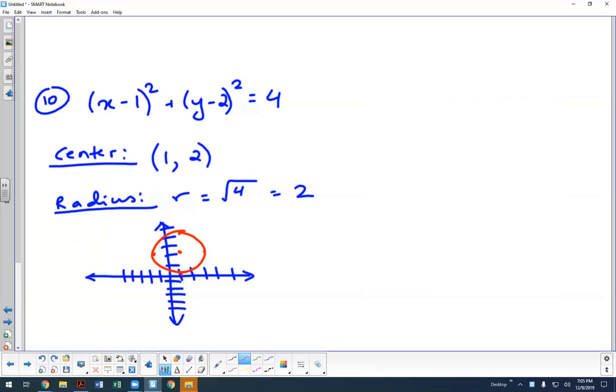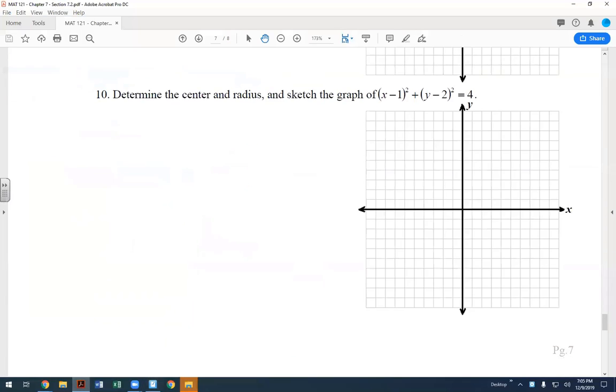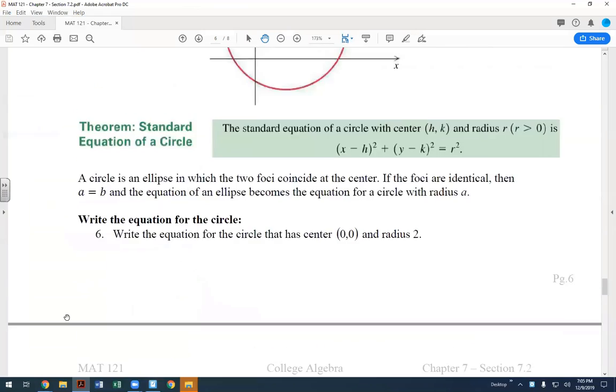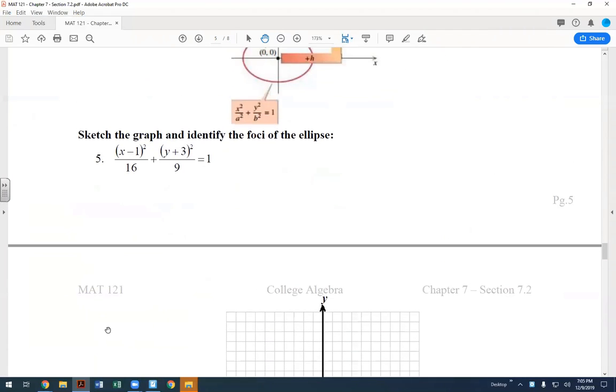So that's all we're really doing with circles, is how to graph them and how to identify our center and radius. So questions, like I said, 11, 12 are out. Questions on the ellipse and circle? Okay. Again, we're doing a very toned down version of 7.3.